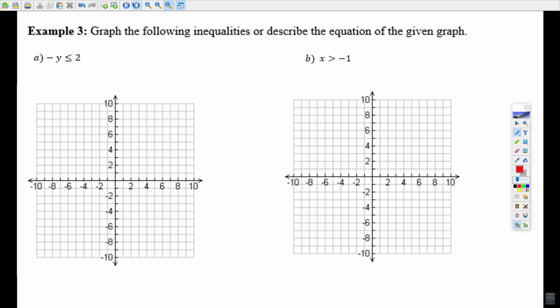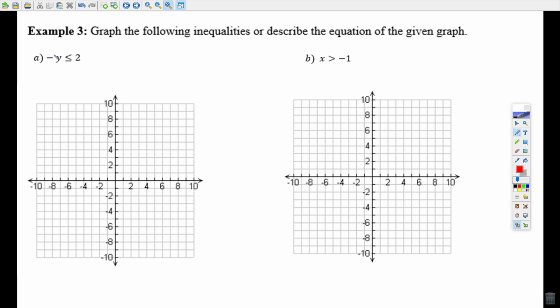Now we're going to do two more. Two more examples. We have an A and B on this one. Graph the following inequalities or describe the equation of the given graph. So we're going to finish this one here because there's a negative in front of the y. There really is no other x value, right? There's just a y here. So you should remember, whenever you just see one variable, we're going to have either a horizontal or vertical line.